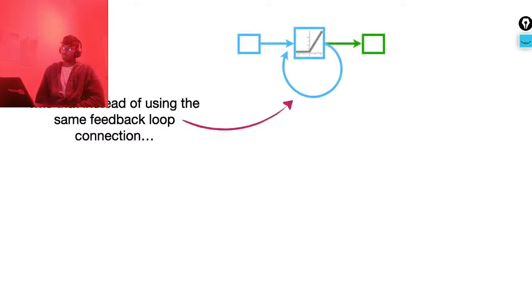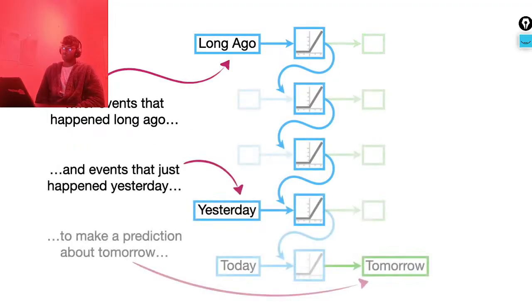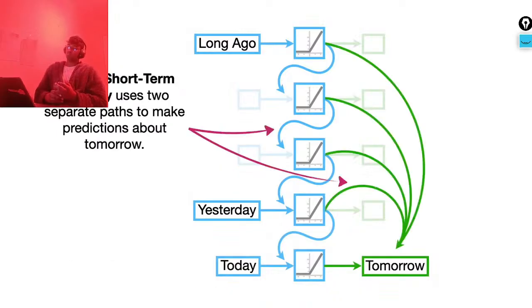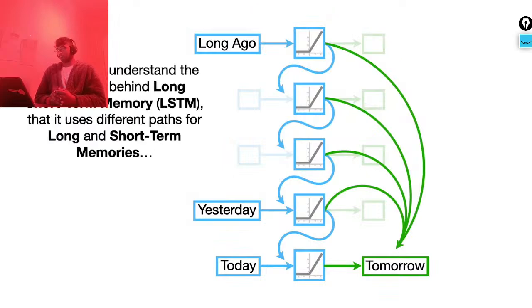Hooray! The main idea behind how long short-term memory works is that instead of using the same feedback loop connection for events that happened long ago and events that just happened yesterday to make a prediction about tomorrow, long short-term memory uses two separate paths to make predictions about tomorrow. One path is for long-term memories, and one is for short-term memories. Bam! Now that we understand the main idea behind long short-term memory that uses different paths for long and short-term memories, let's talk about the details.